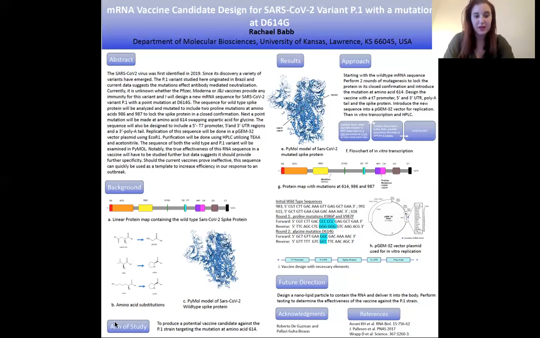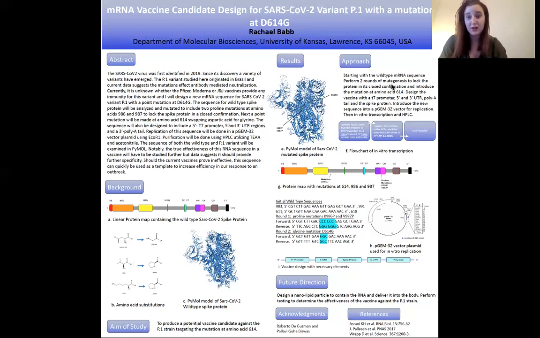So the main aim of this study was to design a potential vaccine candidate for the P1 vaccine. And how we did this, I started with the wild type mRNA sequence and performed 2 rounds of mutagenesis to lock the protein in its closed conformation. So basically the spike protein has 2 different conformations, one that's open and one that's closed. The closed one is more antigenic, and so it's the one that we are targeting with this vaccine design.